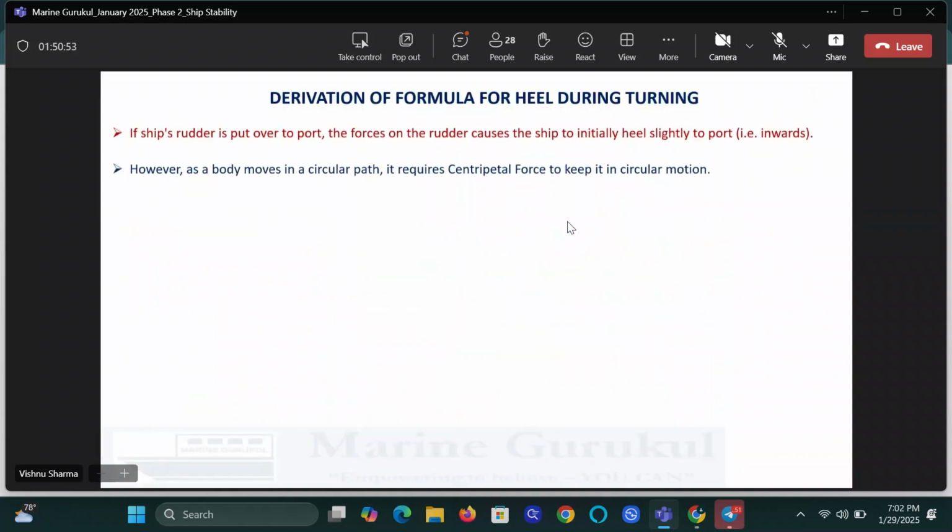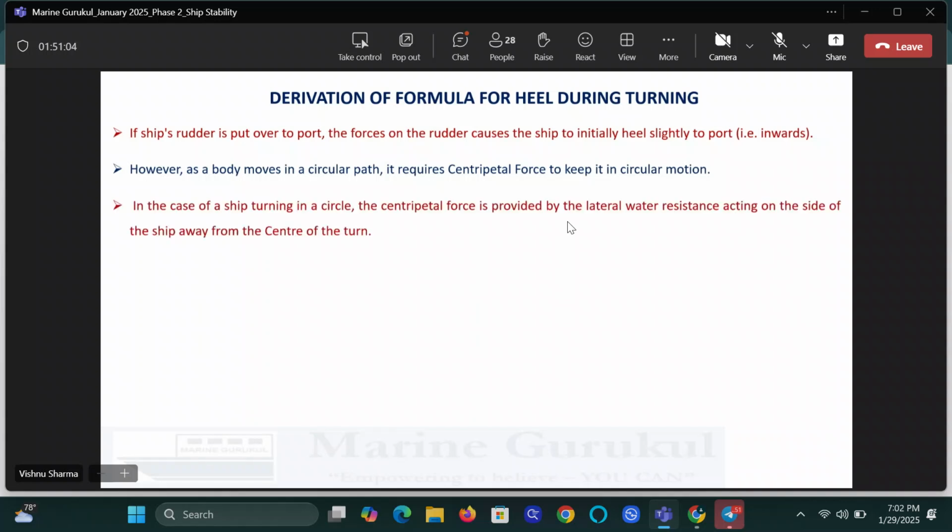However, as the body moves in a circular path, it requires centripetal force to keep it in the circular path. We have just discussed that. In the case of a ship turning in a circle, what provides the centripetal force? That's important. It was tension in the string in one case, the horizontal component of reaction in the second case, and the gravitational pull in the third case. So in our case, what provides the centripetal force?